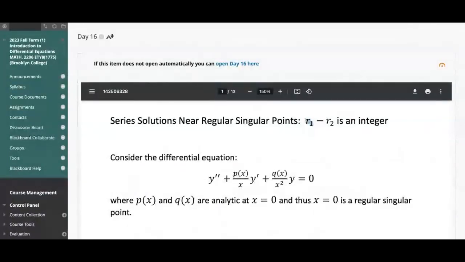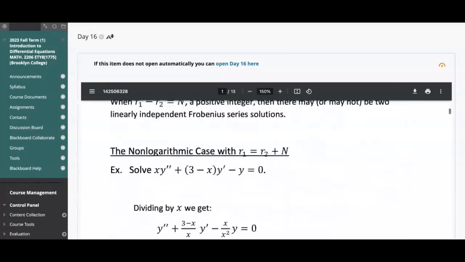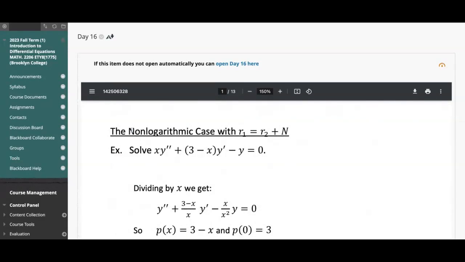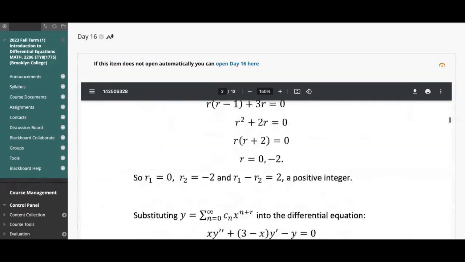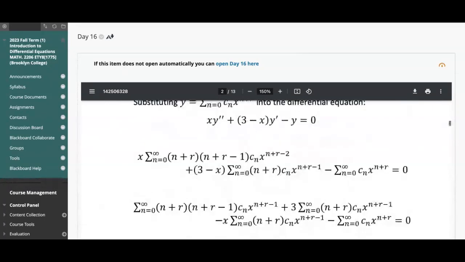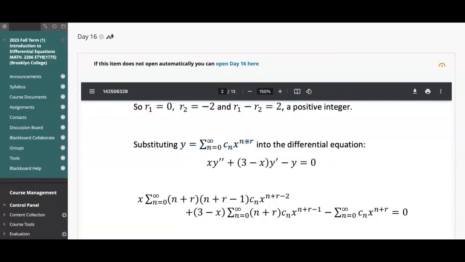Talking about the two solutions differ by an integer. We saw an example that differs by a fraction. So this case differs by an integer. We have two cases. One is non-log. By solving the indicial equation, we get, using the power series with x raised to n plus r, because we're dealing with a regular singular point. So we have this extra plus r.